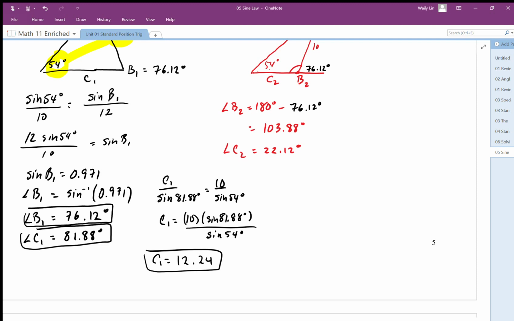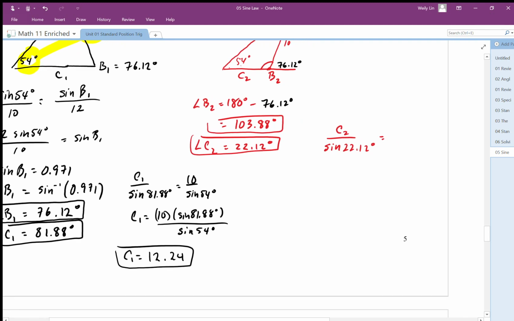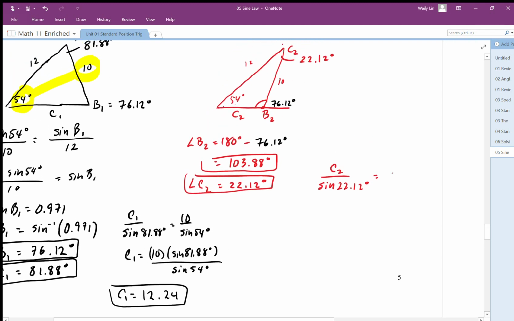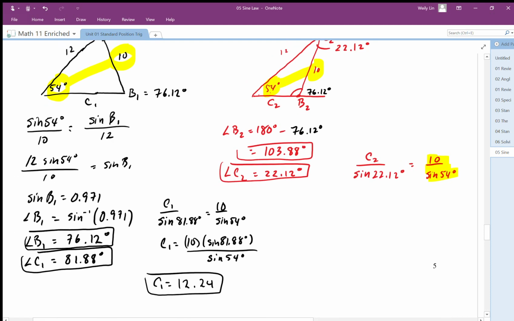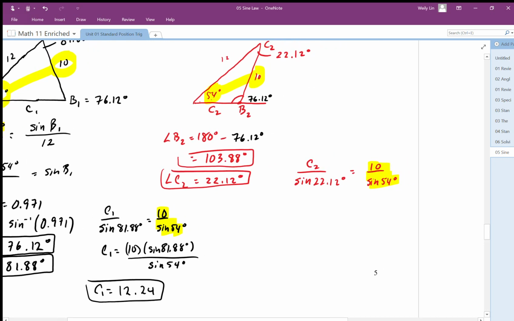I have to do the same thing over here. I've already solved for my two angles. I just need to solve for my third side, so I'm going to use my sine law: C2 over sine of 22.12 degrees is equivalent to the original sine ratio, angle and opposite side pairing, so 10 over sine 54 degrees. I'm just going to highlight that again. It's my angle and opposite side pair. It's the same as the one that we used over here. Those are all the same. The relationship holds true in both triangles.